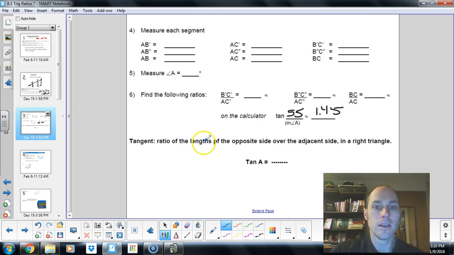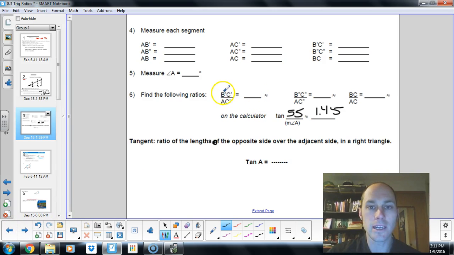After you do all that calculation, obviously for your angle, you have to measure it and figure out what it is for yours. You might have a different number. But I'd say the tangent of A is, and we'll figure that out in a moment. So do your calculations, then restart the video when you're ready.